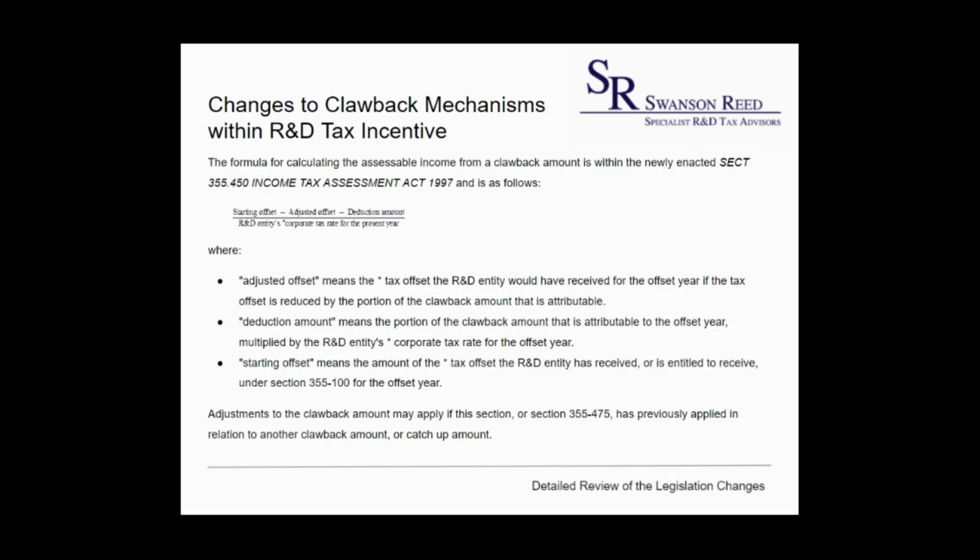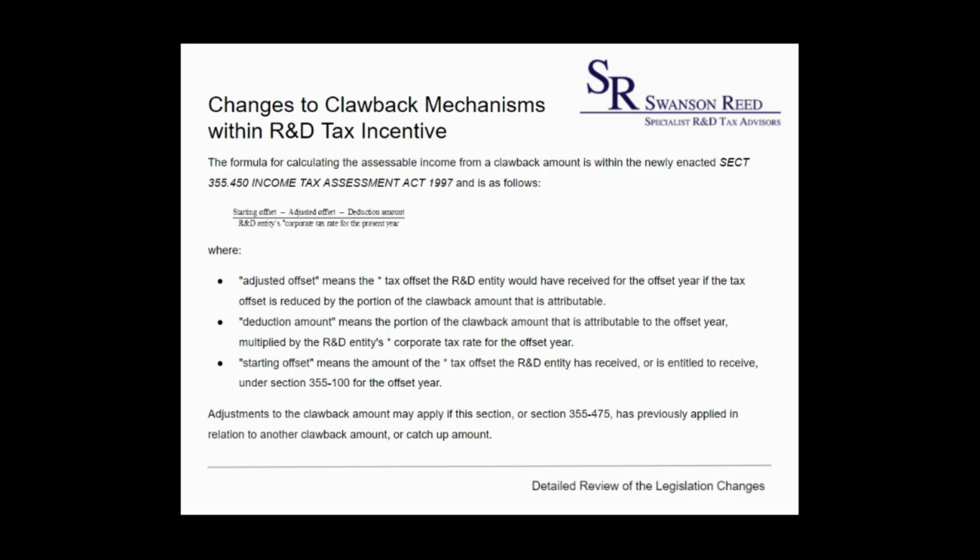In applying this formula, adjusted offset means the tax offset the R&D entity would have received for the year if the offset is reduced by the portion of the clawback amount attributable to that year. Deduction amount means the portion of the clawback amount that is attributable to the offset year multiplied by the R&D entity's corporate tax rate for that year. And starting offset means the amount of the tax offset the R&D entity has received under Section 355-100 of the 97 Tax Act for the offset year.